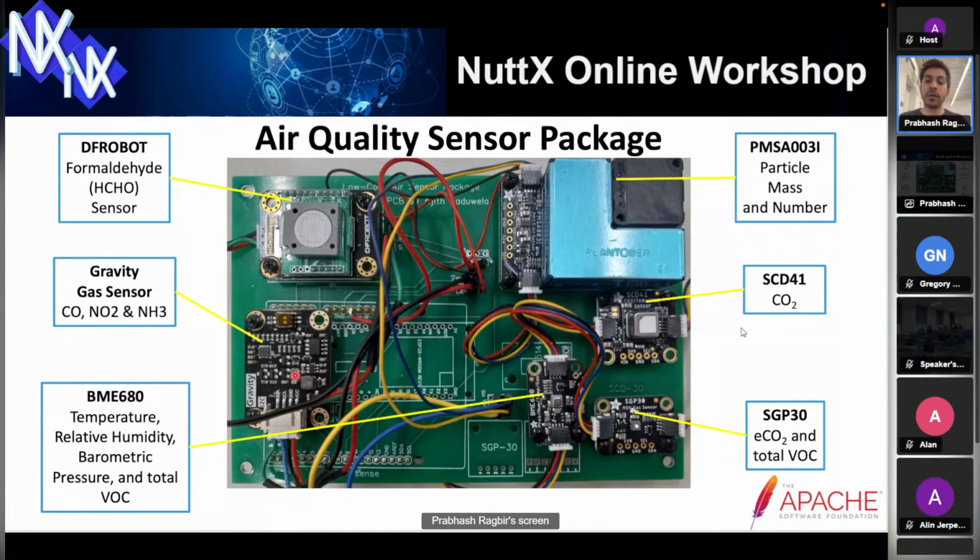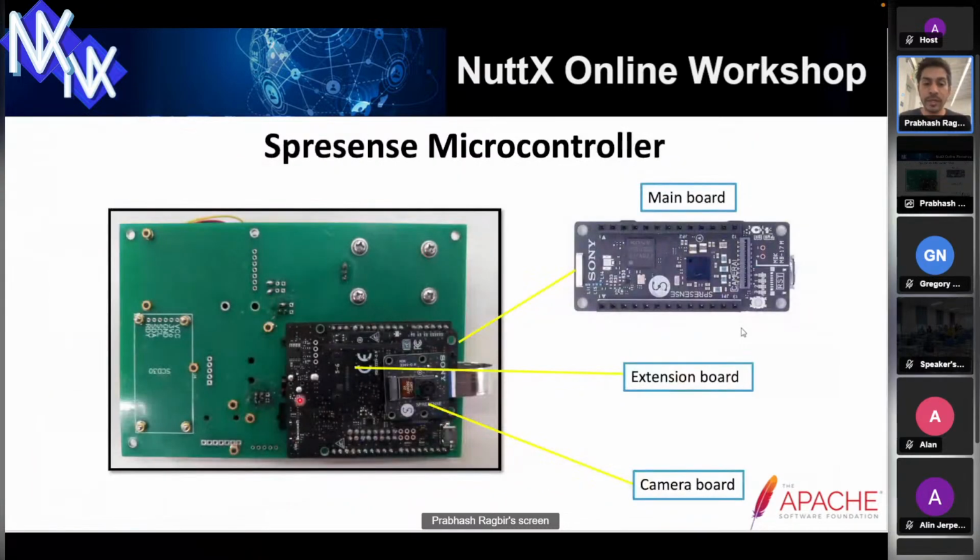All of these sensors are mounted on this printed circuit board, this PCB. At the back of the PCB is where the microcontroller is mounted. This is the extension board, and of course the main board will be attached to it at the back, in between the PCB and the extension board. And we left the camera below so that the sensor package, when it's mounted below the drone, will allow the camera to be facing downwards.